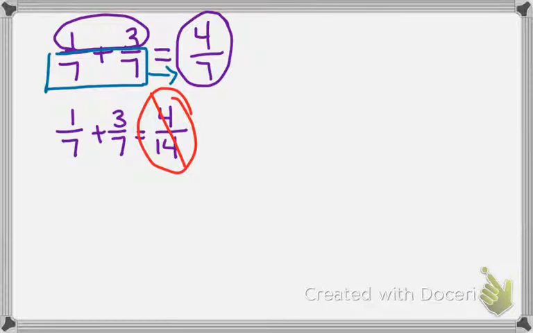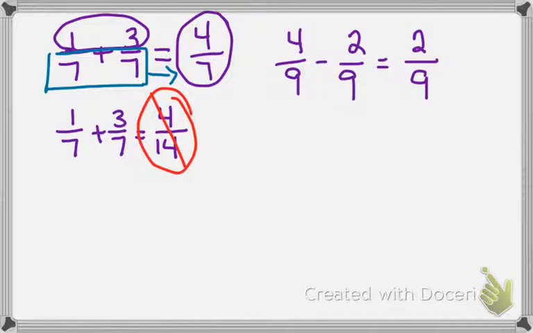The same holds true when subtracting fractions. If you had something like 4/9 minus 2/9, again, you would subtract your numerators. 4 minus 2 is 2, and your denominator would stay a 9.